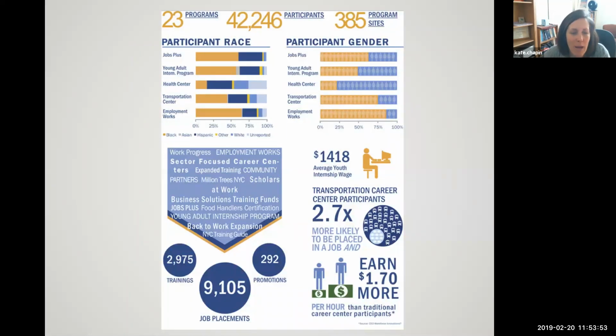I'm a visual person. I like these one-pagers. This is from a work training program that talks about the people that have been served by the program and the program impact. So they share not only the numbers here, but also the impact. People who participate in the program earn $1.70 more per hour.